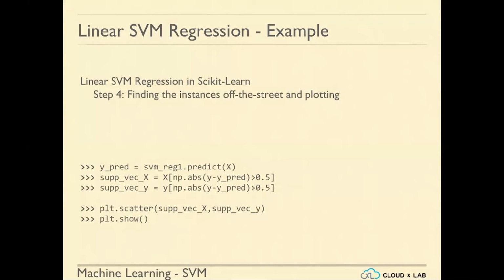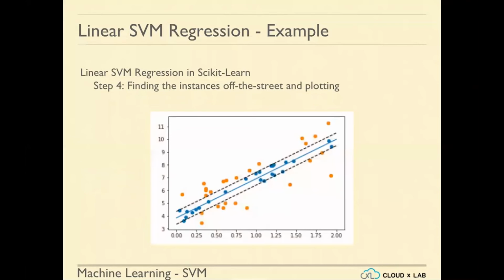Now we can find the instances off the street and plot them. This is all okay. So we are trying to show that these are the instances which are beyond the line, and so on, right?